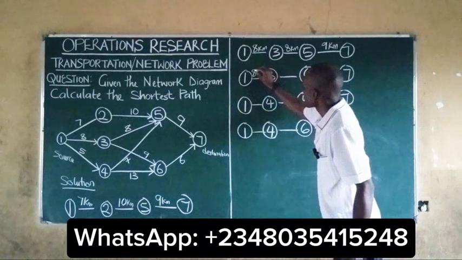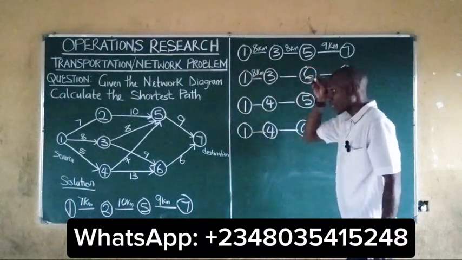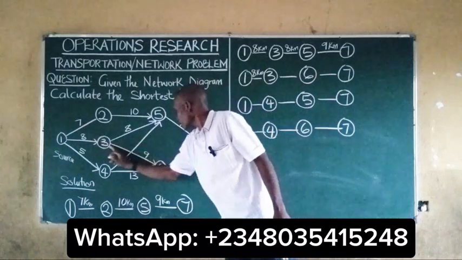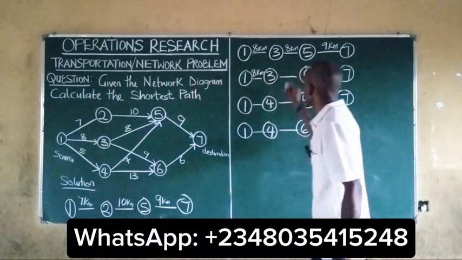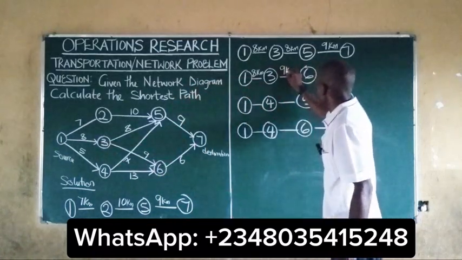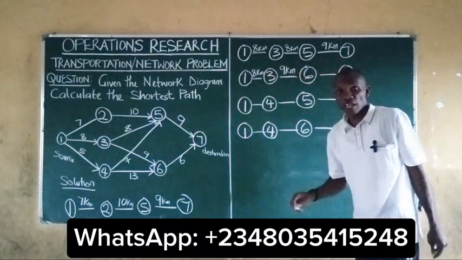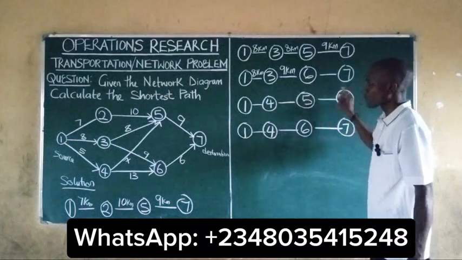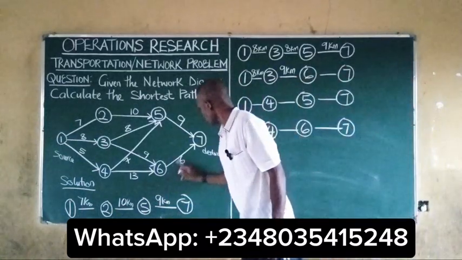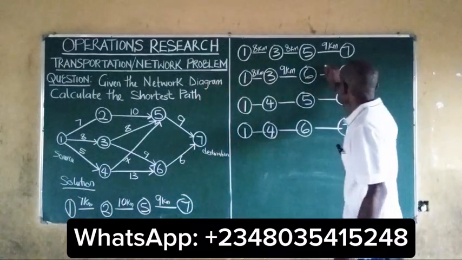Also, the distance from 1 to 3 is another 8 kilometers. The distance from 3 to 6 is 9 kilometers. The distance from 6 to 7 is 6 kilometers.